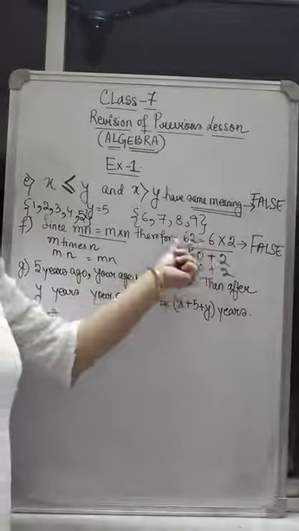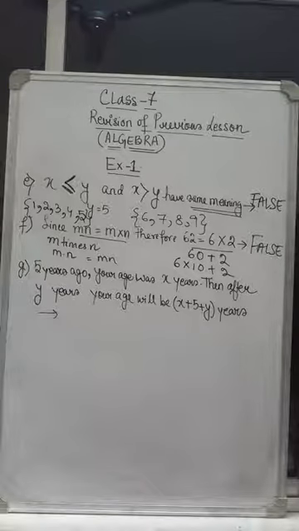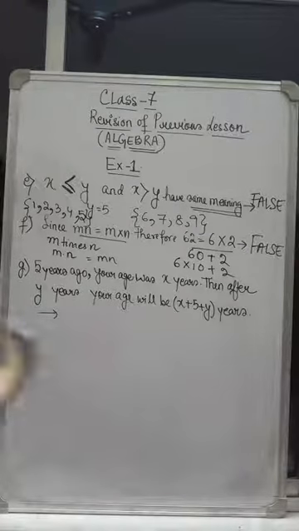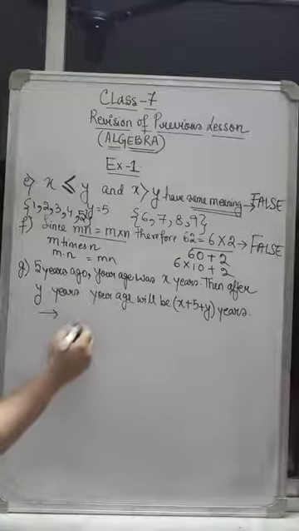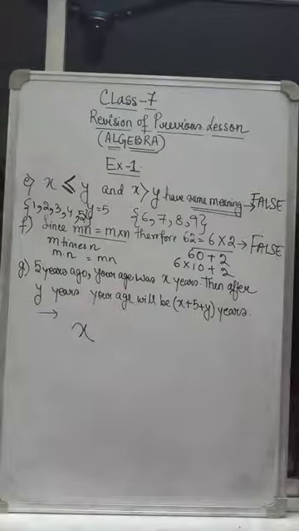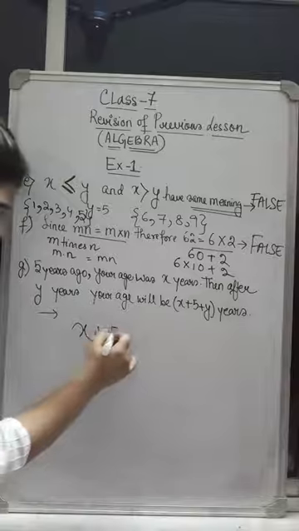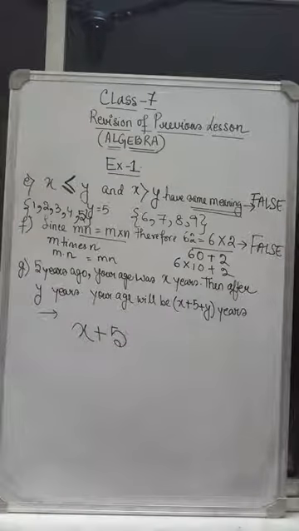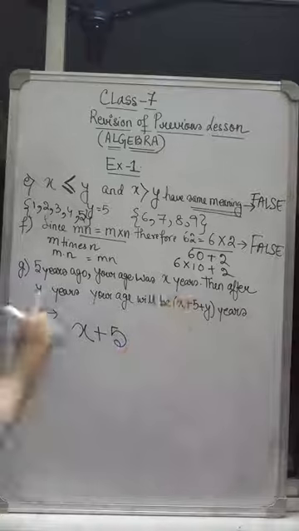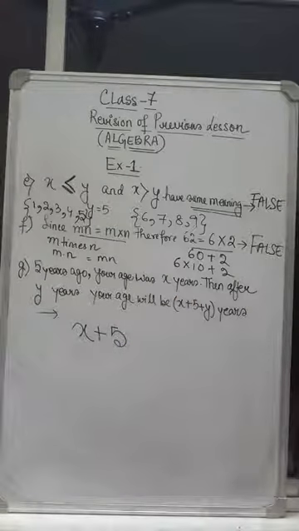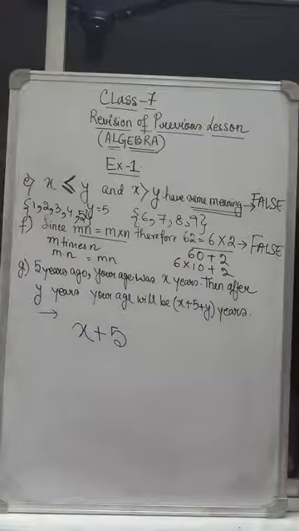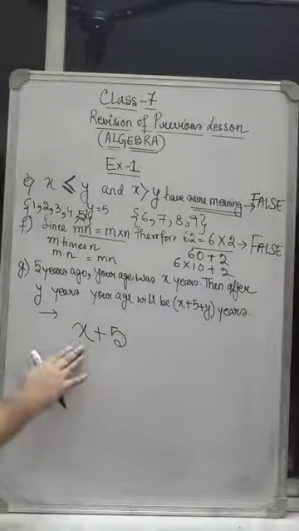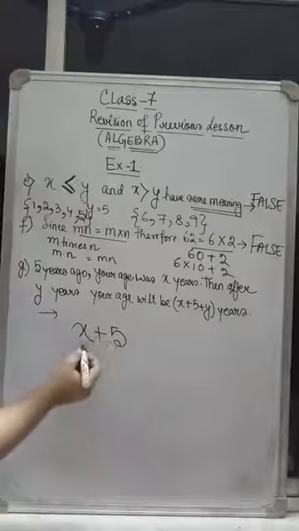Then the next part, G. 5 years ago, your age was X years. So 5 years before, whatever your age is now, it was X years. So what will be your age now? You have grown 5 years older, so it is X plus 5. Then after Y years, what will be your age? Will your age be X plus 5 plus Y? Definitely true, because 5 years ago your age was X, now your age is X plus 5.